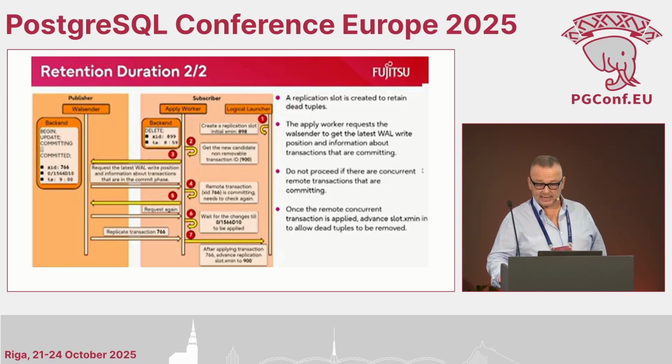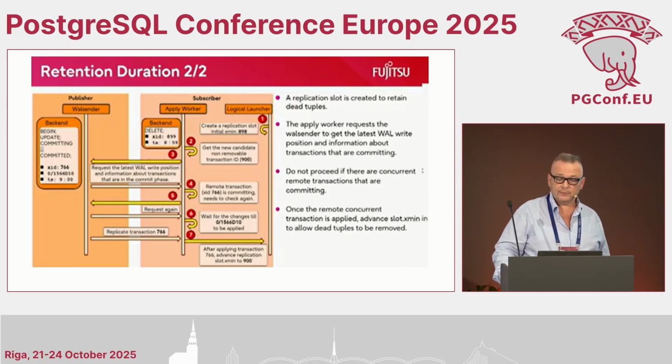It's waiting for LSN 1566D10 to be applied. And when it sees the publisher's concurrent transaction has been applied, it can advance the transaction ID in the slot, which then allows vacuum to remove the dead tuples. So it's periodically advancing the dead tuple replication slot on the subscriber, and this allows the unnecessary dead tuples to be removed by vacuum.